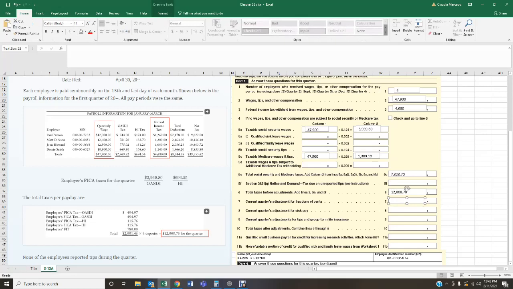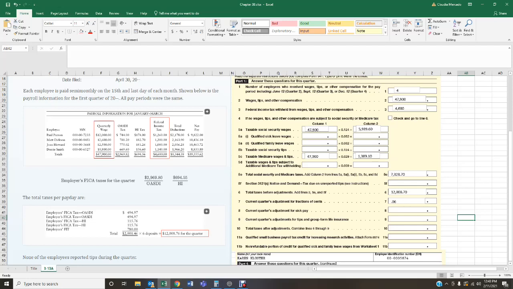Okay, so my adjustment is going to be 6 cents. Current quarter's adjustment for sick pay. We don't have any sick pay adjustments, so we leave it blank. Current quarter's adjustments for tips and group term life insurance. We don't have any, so we leave it blank.